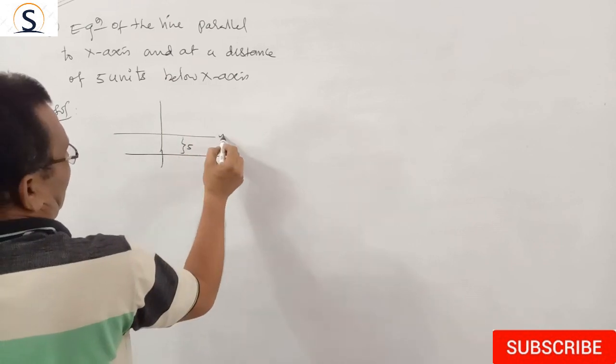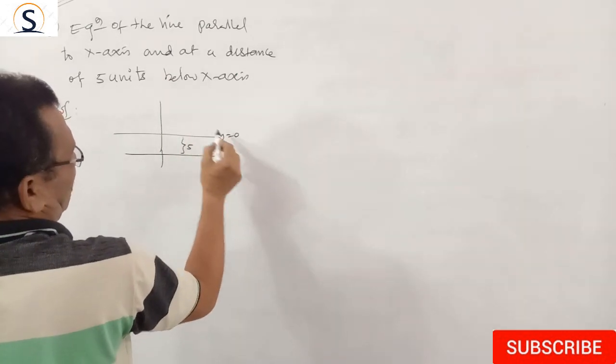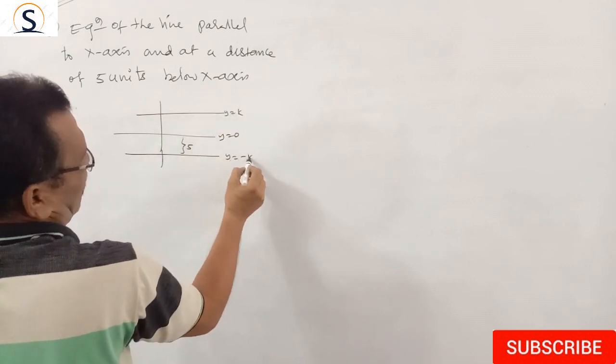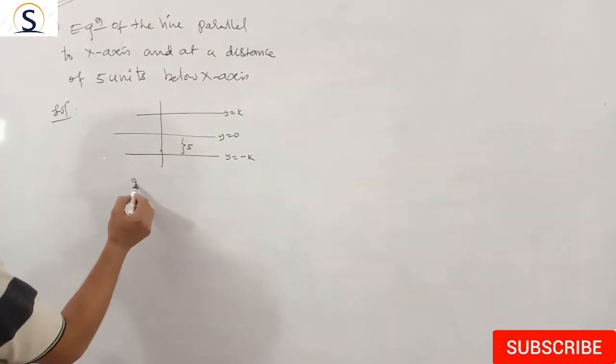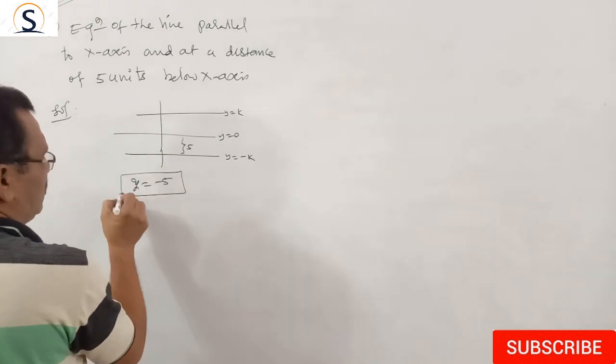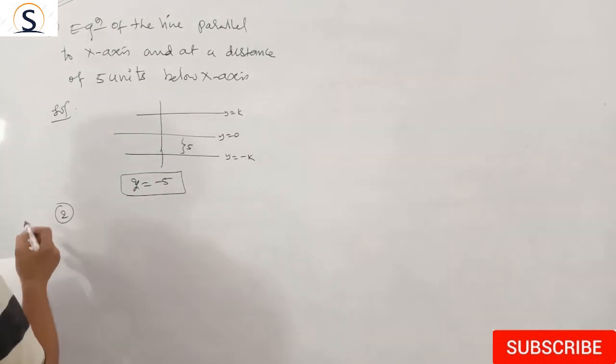Okay, this is y is equal to 0 and this is y is equal to k. This is y is equal to minus k. So whenever it is below, y is equal to minus 5 because k is equal to 5. Therefore y plus 5 is equal to 0, or y is equal to minus 5.